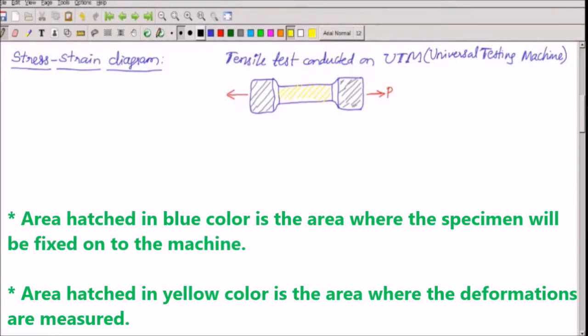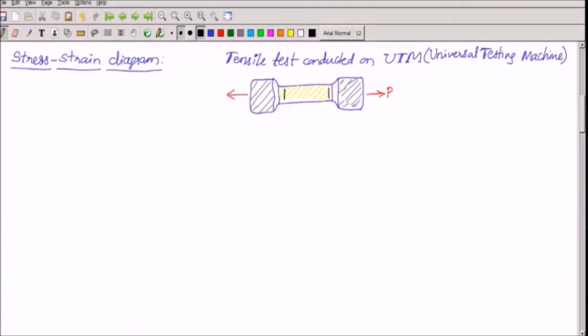And for measurement, we have to use two specific points. We normally mark a line here, mark another line here. So this length where the deformation is measured on the specimen is called gauge length, initial gauge length L0. And the diameter of this specimen is called the initial diameter of the specimen. After these measurements, the specimen will be loaded onto the machine and the load is increased gradually.